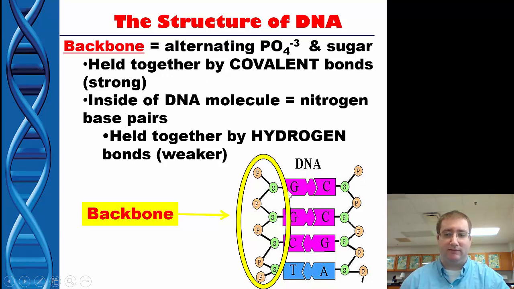The inside rungs of the DNA molecule consist of the nitrogen bases. And they are held together by hydrogen bonds, which are much weaker. And we actually can separate these two strands by breaking these hydrogen bonds, just like with water molecules. So the backbone is phosphate, sugar, phosphate, sugar, phosphate, sugar, covalently bonded together, while the inside rungs of that ladder are the nitrogen bases that are only hydrogen bonded together, so they're much, much weaker.